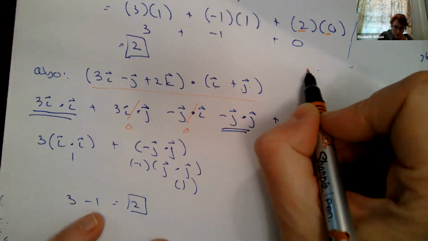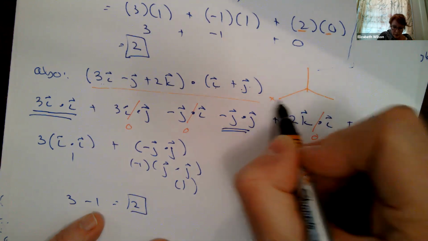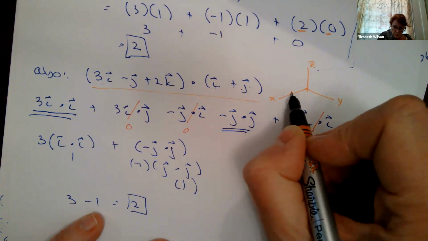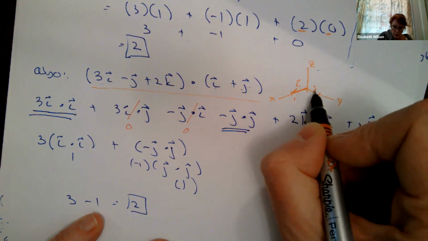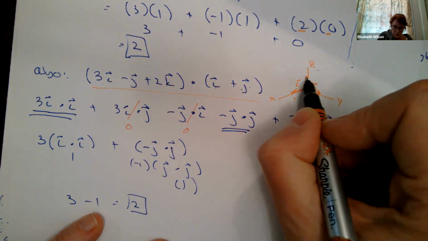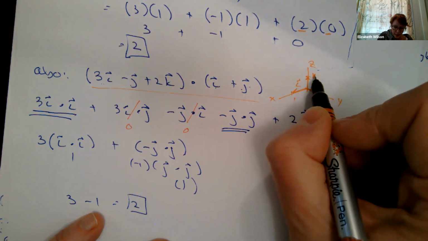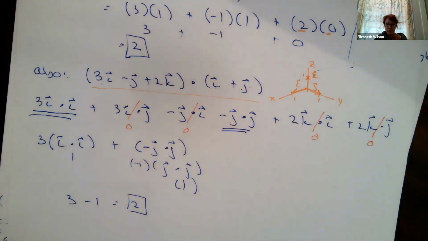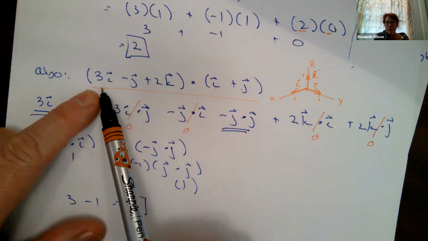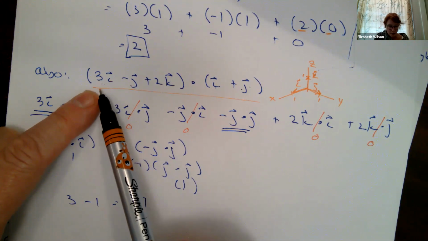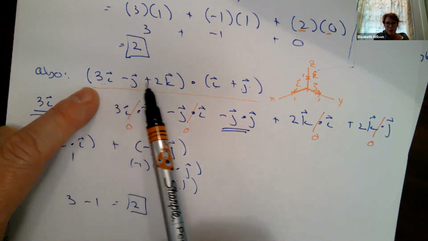So here's our x, here's our y, here's our z. This is i, that's a 1 unit. This is j, that's a 1 unit. And that's k, that's a 1 unit. Okay, so these are our basis vectors. So now when I do it this method here, imagine if this was an equation, 3x minus y plus 2z, right?